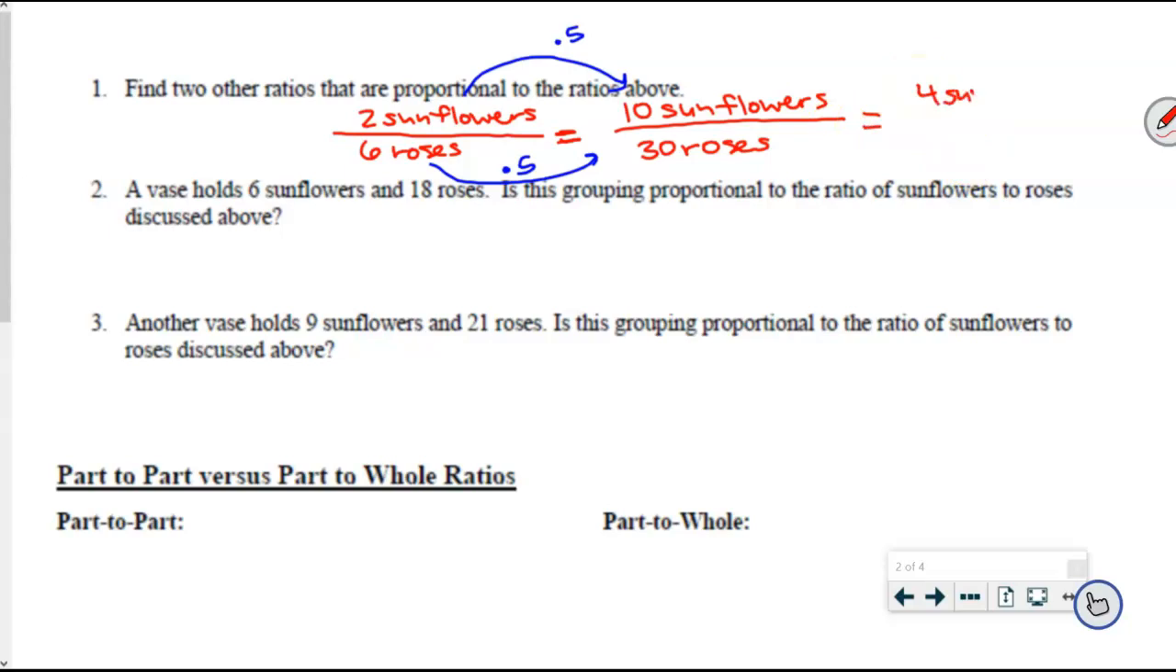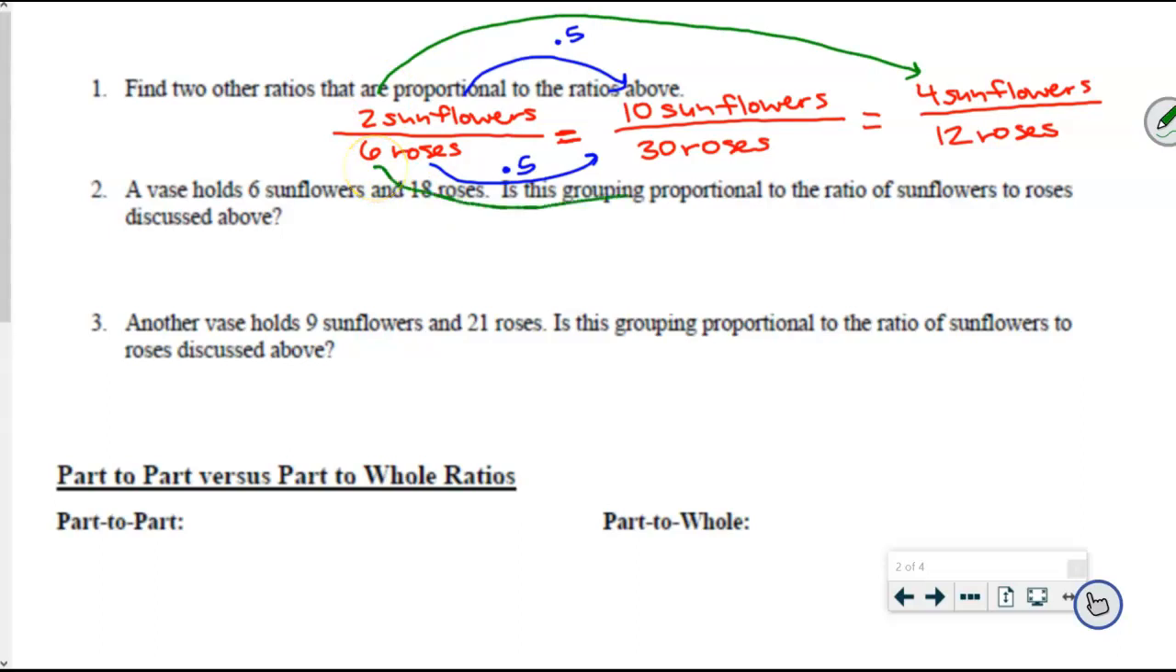4 sunflowers. And how many, sorry? 12? Yes, 4 sunflowers and 12 roses. What change did you make? How do you know that they're equivalent? We multiplied both parts by what? By 2. Both parts of that ratio were multiplied by the same number, which is 2. Again, are we seeing some connections to our last unit, scale copies and scale drawings?